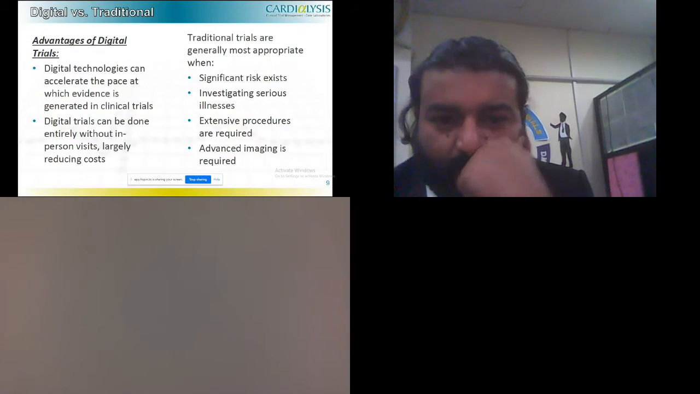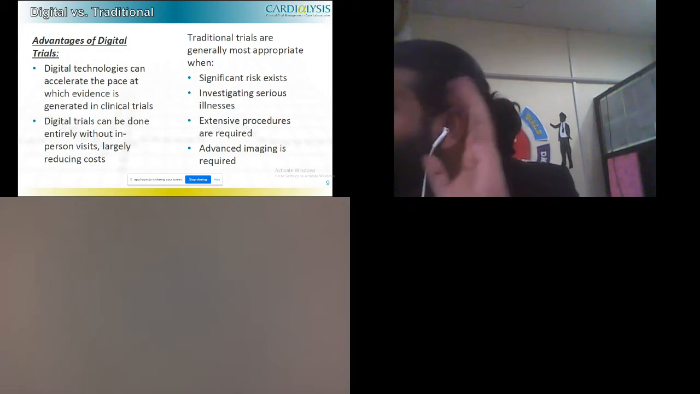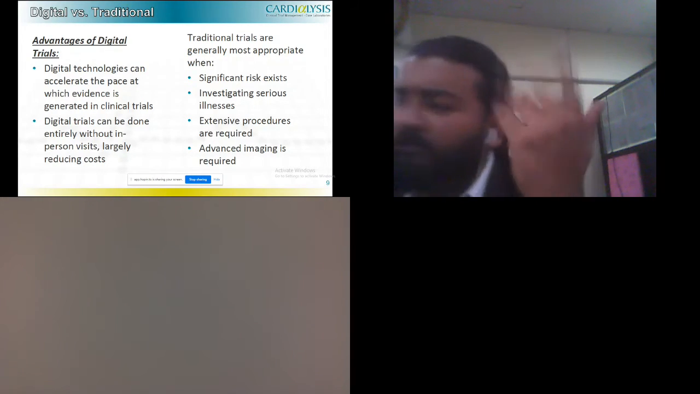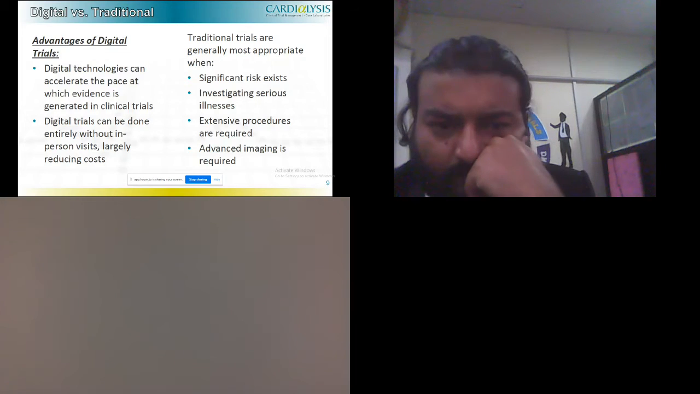So what are the advantages of digital trials? Digital technologies can accelerate the pace at which evidence is generated in clinical trials. Digital trials can be done entirely without in-person visits, largely reducing costs. While traditional trials are generally most appropriate when significant risks exist, when investigating serious illnesses, when extensive procedures are required, or when advanced imaging is required. The next one, please.